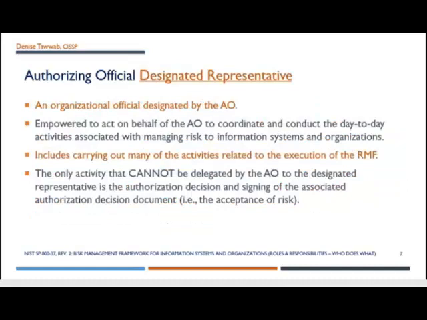Now, the authorizing official designated representative, this is a second role. The organizational official designated by the AO. They are empowered to act on behalf of the authorizing official to coordinate and conduct the day-to-day activities associated with managing risk to information systems and organizations. This includes carrying out many of the activities related to the execution of the risk management framework. The only activity that cannot be delegated by the authorizing official to the designated representative is the authorization decision and the signing of the associated authorization decision documents. So the designated representative cannot accept risk. Only the authorizing official can do that.